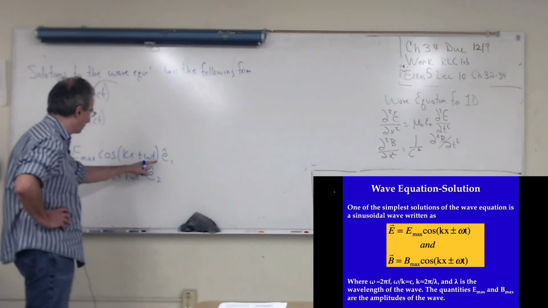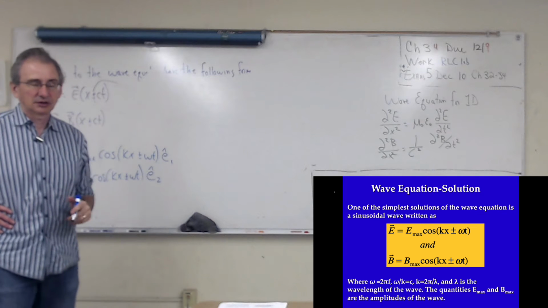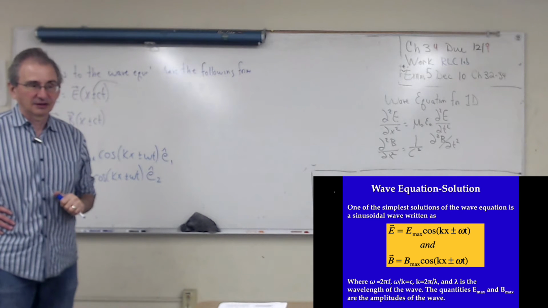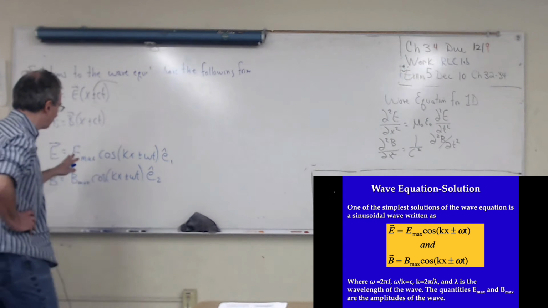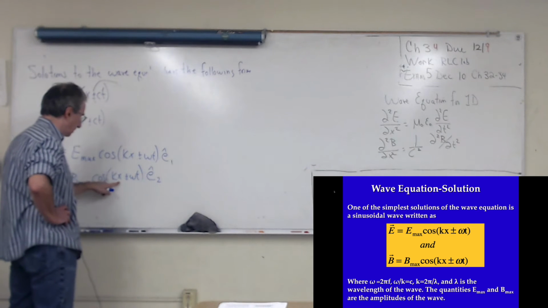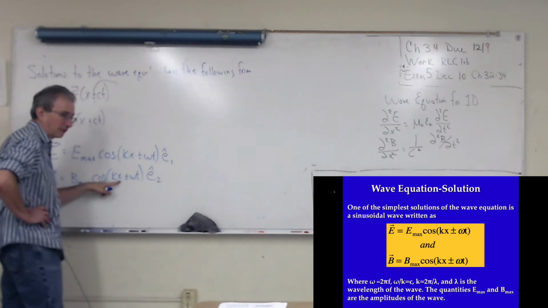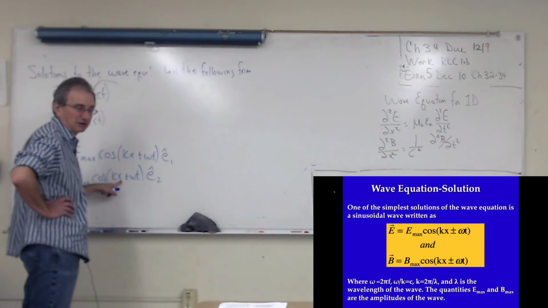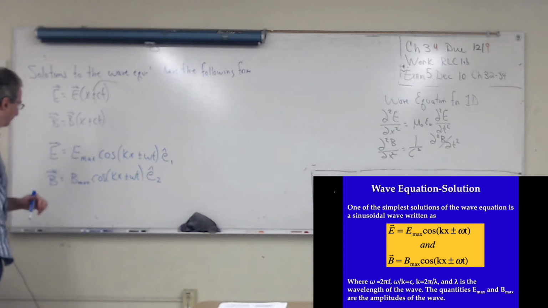that's perpendicular to both of them. I'm just going to call it E2. And that's just if the wave is traveling in the x direction, right? Yes. This is just for a wave traveling in the x direction. The x in the argument of the cosine function basically tells you which direction it's traveling. Okay. What else do you notice that's different?